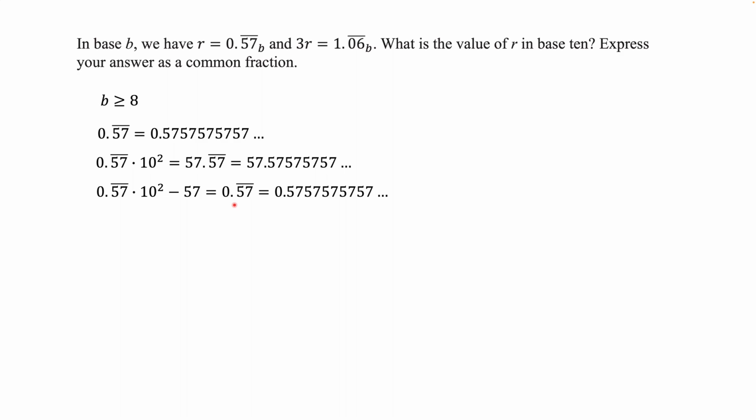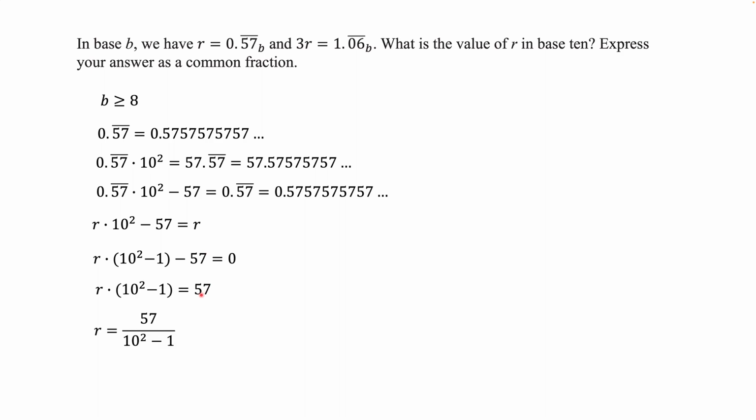Now we really have an equation for 0.57 bar. This is the left side, this is the right side. We know that 0.57 bar we call R. So it's R times 10 squared minus 57 equals R. Again, 10 is base B 10, and 57 is base B 57. So we collect all R terms, move 57 to the other side, divide, and this is what our R is. But these are now in base B.